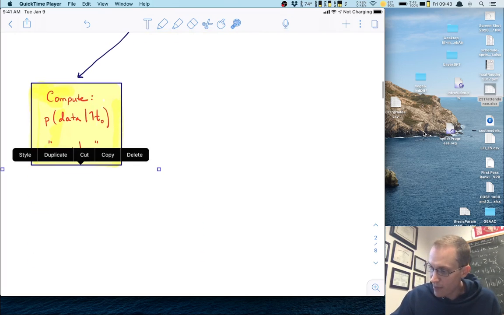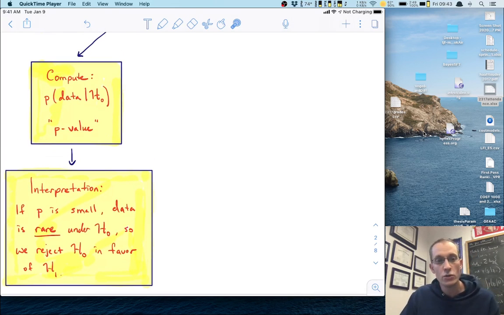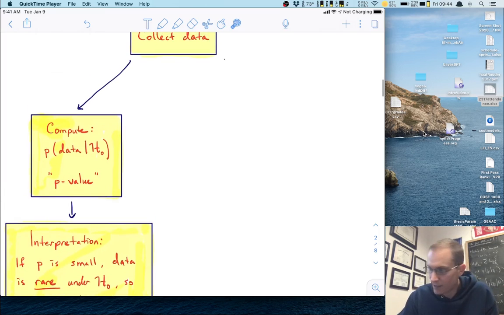And then once we've done that, we interpret the p-value as follows. If the p-value is small, typically less than 0.05, then that data is rare under the null. It's very unlikely to have occurred if the null were true. And so our action then is we reject the null in favor of the alternative. That's how we get support for the alternative hypothesis, that is, support for the notion of a positive effect. So that's one way we could do it. You've had lots of practice with this.